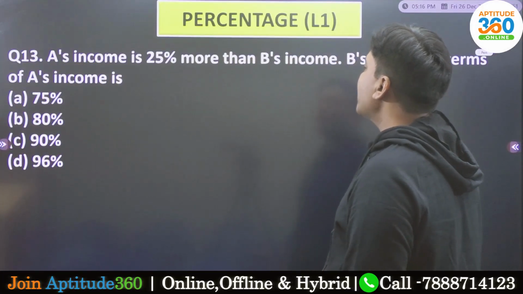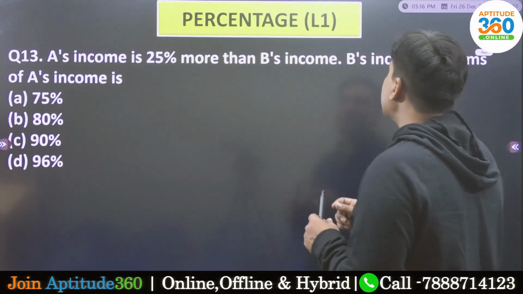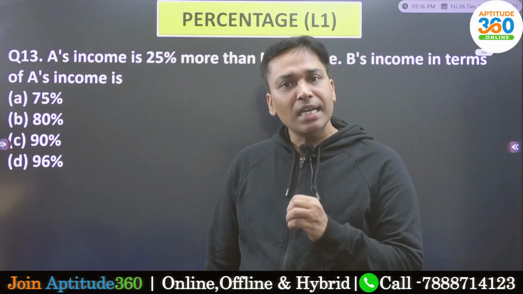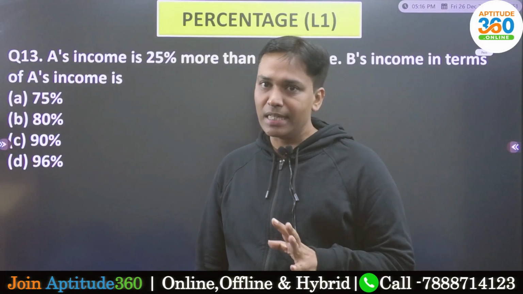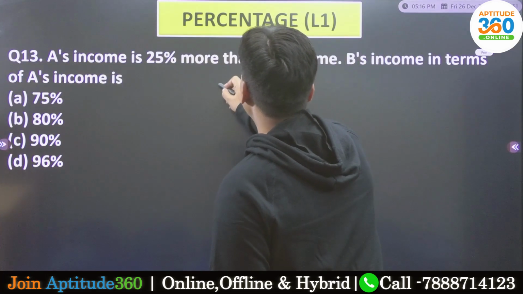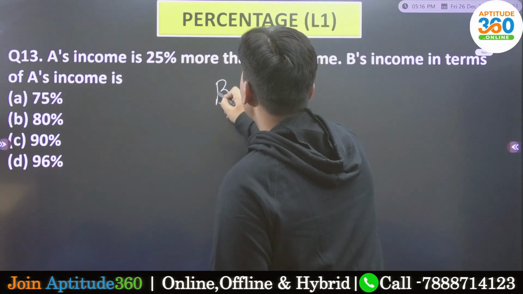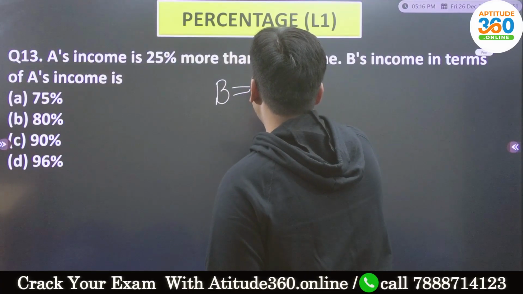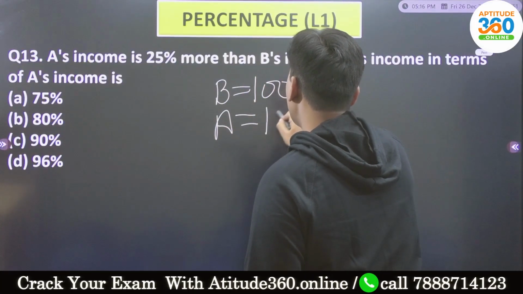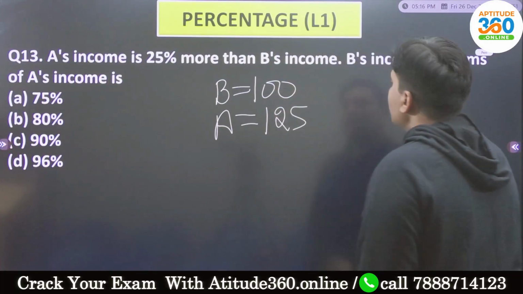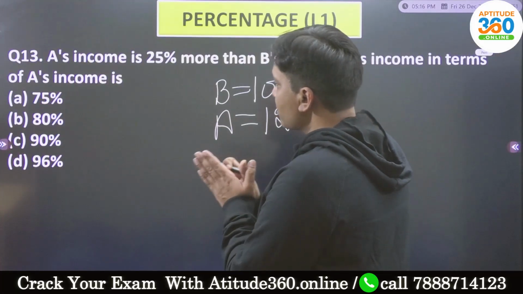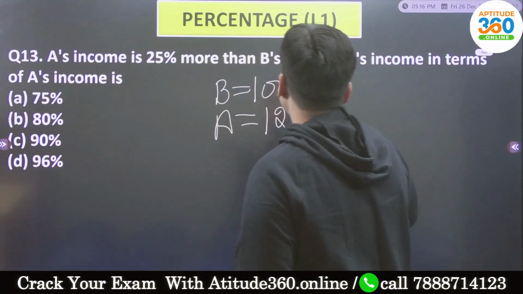If A's income is 25% more than B's income, A की इनकम को B की इनकम से कंपेयर किया गया, ठीक है जी। और अगर A की इनकम को B की इनकम से कंपेयर किया गया तो B की इनकम को 100 ले लो, और अगर आपने B की इनकम को 100 ले लिया तो A's इनकम इज 25% मोर. It is easy for us to find out. It is coming out as 125%, 125 because B is 100.